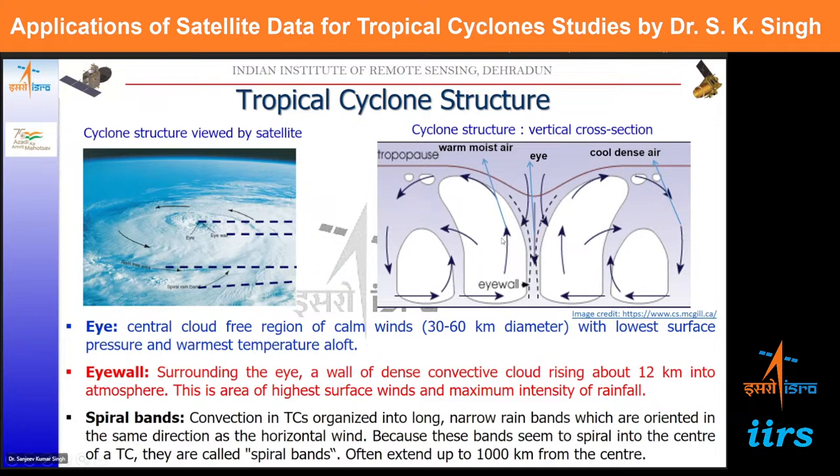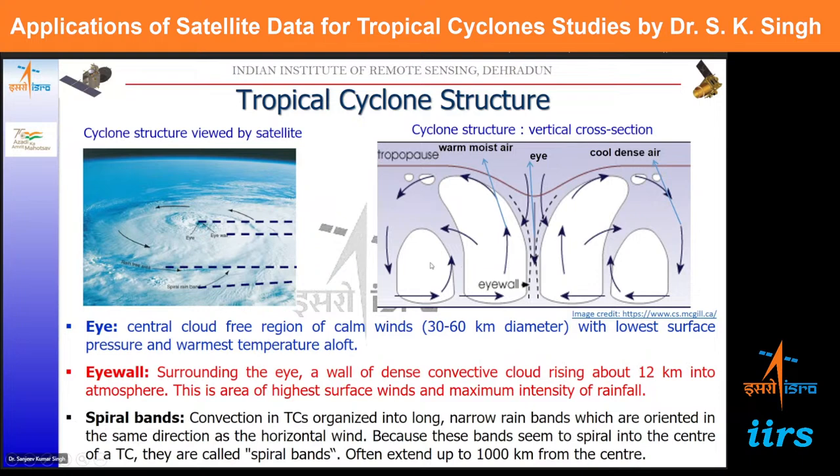If you go outward from the eye, there is a convective cloud wall, called the eye wall of the tropical cyclone. It is basically a dense convective cloud rising up to 10 to 12 kilometers in the atmosphere. Inside the eye wall, the maximum surface wind and the maximum rainfall intensity exist. If a tropical cyclone hits the coast, the eye wall is the region where the maximum rain occurs and the maximum damage will also be there.